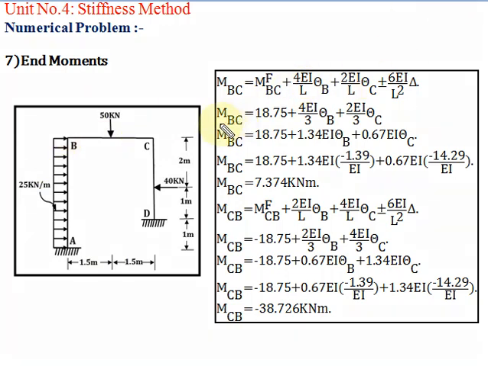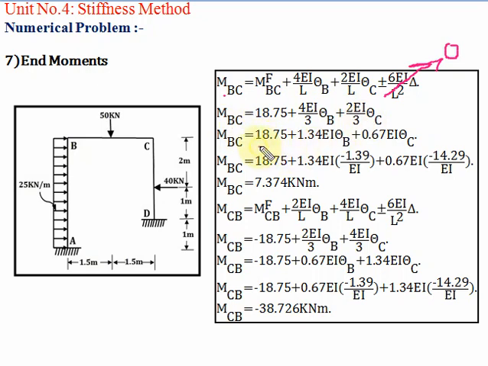So here, applying the slope deflection equation for member BC: MFBC plus 4EI upon L theta B plus 2EI upon L theta C plus minus 6EI upon L square delta. Now here, the value of delta for a horizontal member is 0. So the value of delta is only for the vertical member. So putting the value of length of member BC and simplifying the equation.